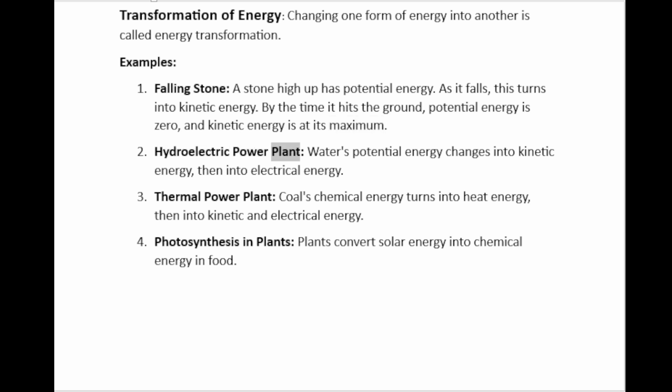Hydroelectric power plant. Water's potential energy changes into kinetic energy, then into electrical energy. Thermal power plant. Coal's chemical energy turns into heat energy, then into kinetic and electrical energy. Photosynthesis in plants. Plants convert solar energy into chemical energy in food.